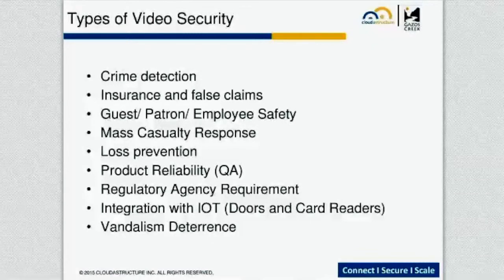First of all, the one that's most obvious is crime detection, just identifying crimes that are being committed on the campus. The next piece is insurance and false claim components. This is important in the area of art museums and areas where you're providing services for maybe art that's on loan. Employee safety, another component. Casualty response, loss prevention, product reliability. This is not so important in the campus in higher ed. And then regulatory requirements. We're starting to see that regulatory requirement coming in.